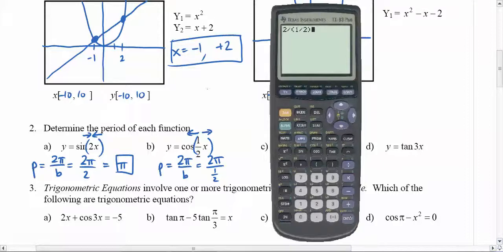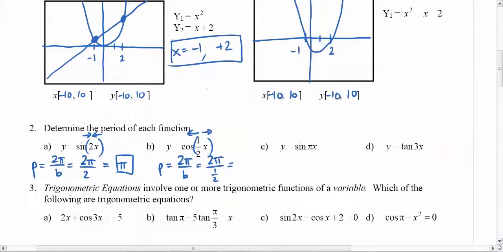Divided by a half is 4. Okay, 2 times as big as normal. Sine of pi x. This one has been compressed by a factor of pi. It's what? 2. And the most difficult one. Pi over 3, not 2/3 pi.